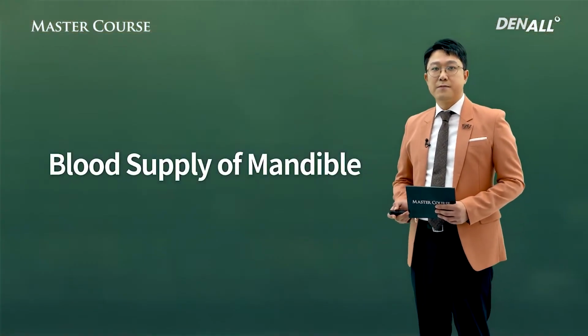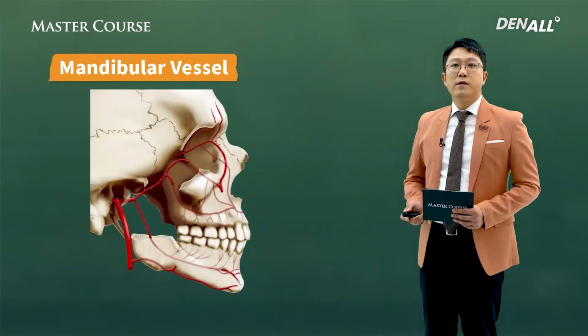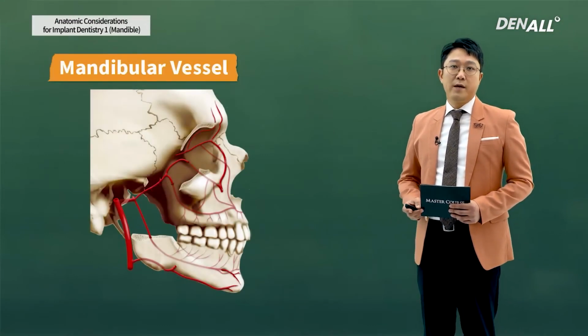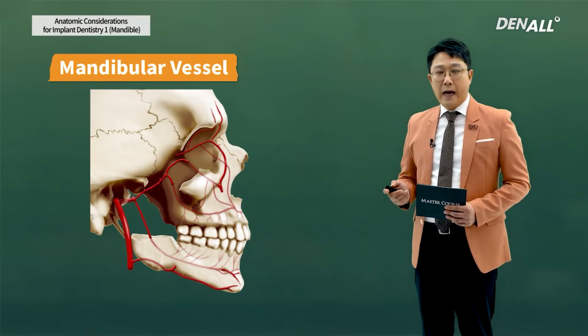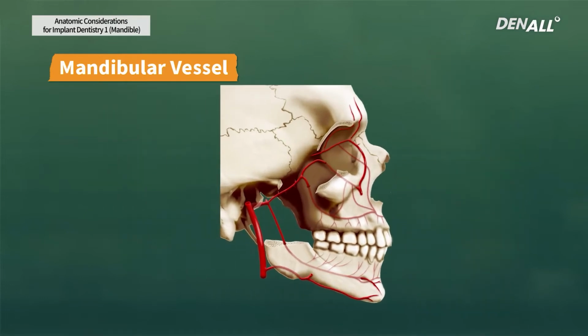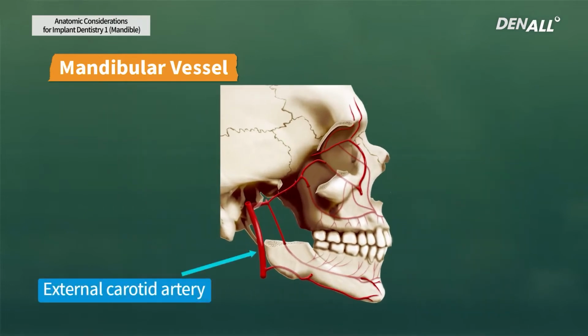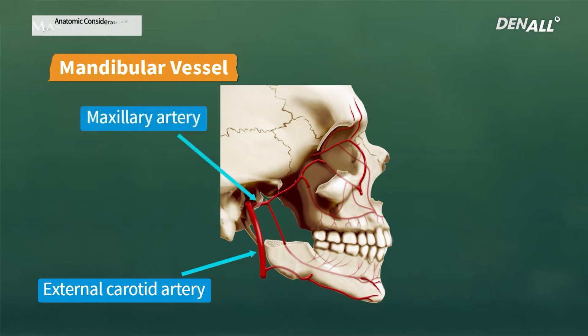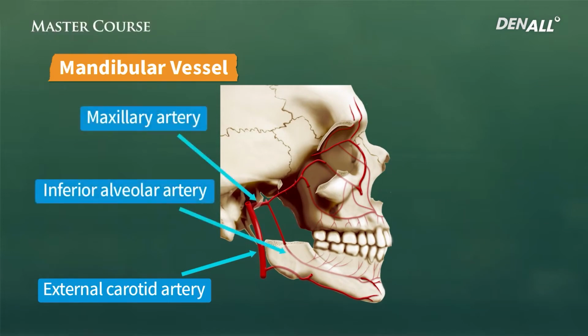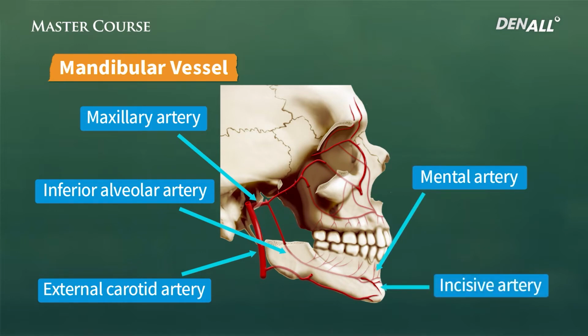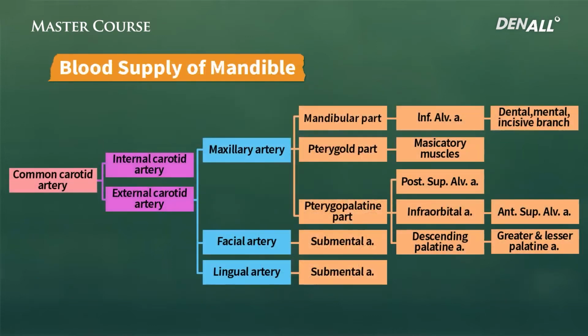Next, blood supply of the mandible. The blood supply comes from the heart, so the jawbone blood is supplied from below. From the external carotid artery branches the maxillary artery. From there branches the inferior alveolar artery, which goes through the mandibular foramen and into the inferior alveolar canal. From the mental foramen, the mental artery comes out. The incisive artery runs in the anterior region to supply blood.